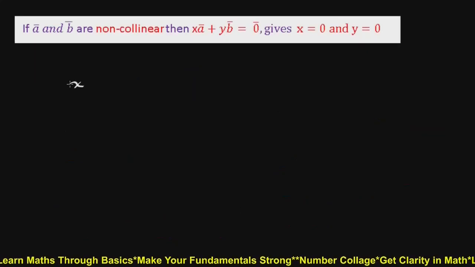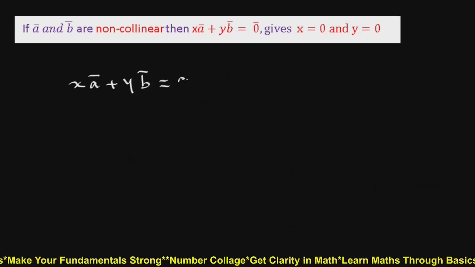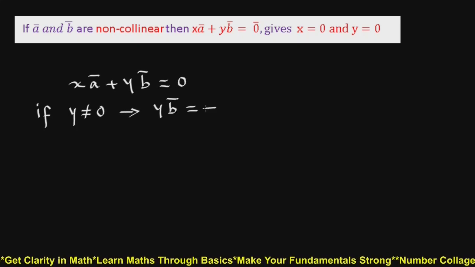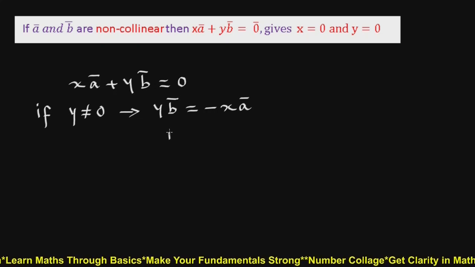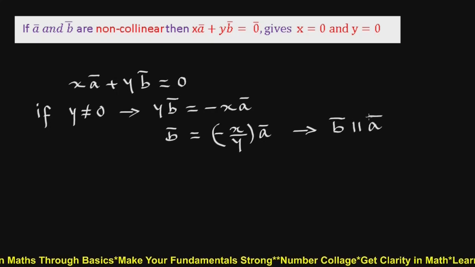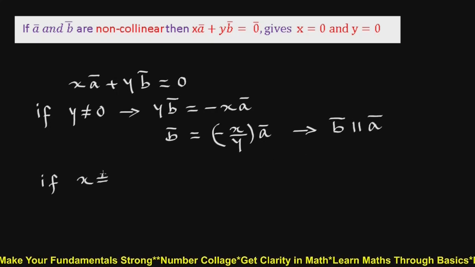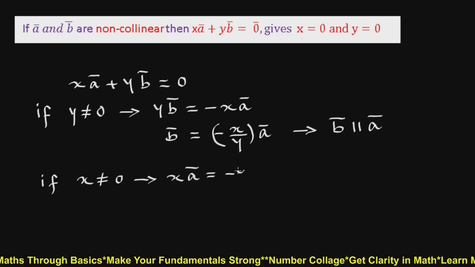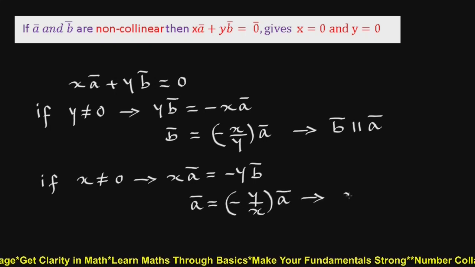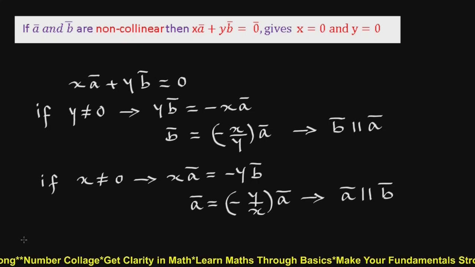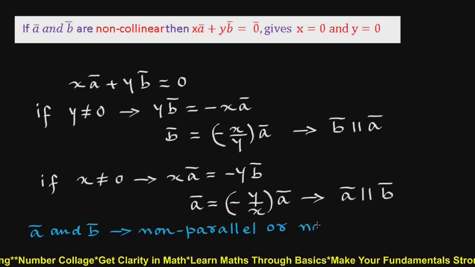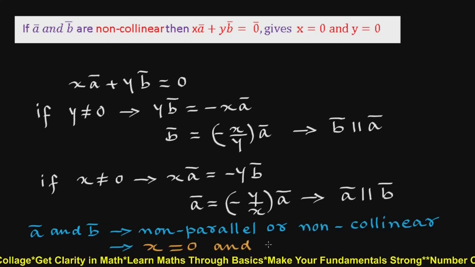Now in the relation x A bar plus y B bar equals a zero vector, if y is non-zero, then we get y B bar equals minus x A bar, or B bar equals minus x upon y A bar, which makes B bar parallel to A bar. Or if x is non-zero, then x A bar will be minus y B bar, or A bar equals minus y upon x B bar. That makes A bar parallel to B bar. So therefore, for A bar and B bar to be non-parallel or non-collinear, we must have x equals 0 and y equals 0.